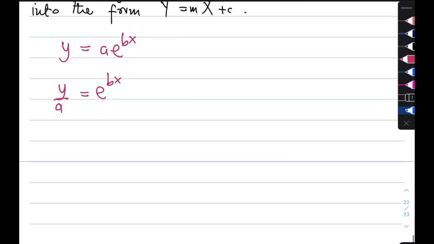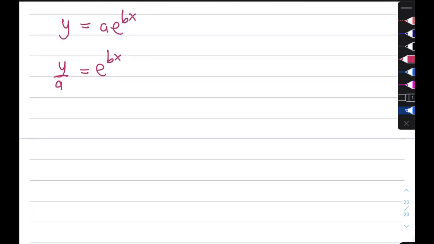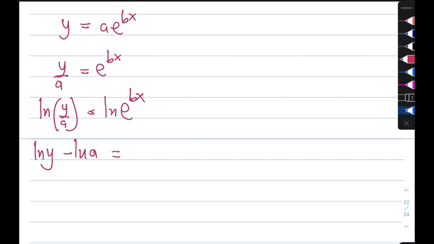Now, once you have this, there is no coefficient of the exponential function, this one. You have to ensure that there's nothing here. That's why I divided through by a. So if there's nothing here, then it becomes easier for you to just take the natural log of both sides. Okay, so you have ln of y over a is equal to ln e to the power bx. Then you apply the division law of logs. So you have ln y minus ln a is equal to bx, okay?